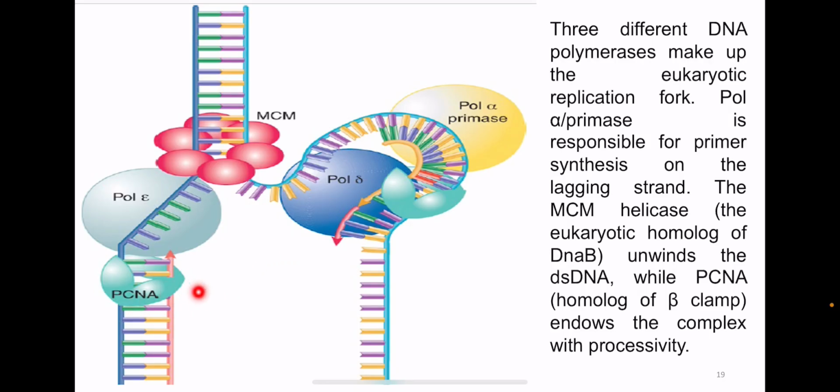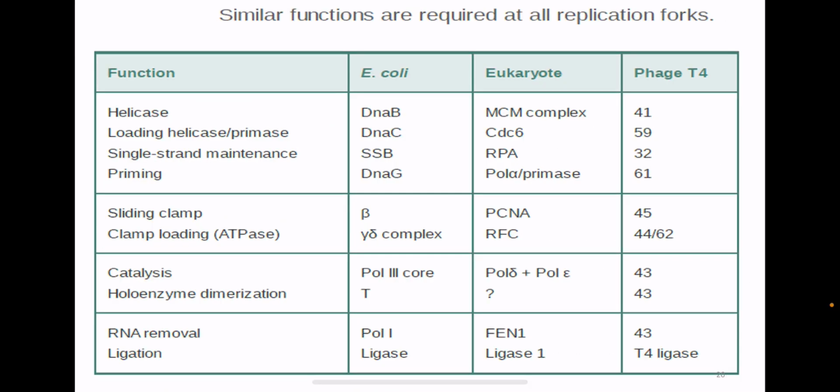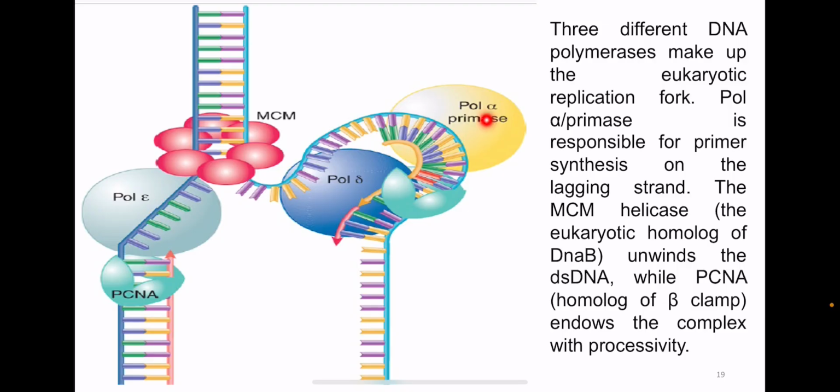Eukaryotes also have a helicase. In eukaryotes we call it the MCM complex. I think almost everything else is similar, but there is one thing I don't know if it's stated. It's not stated, so I should talk about it.